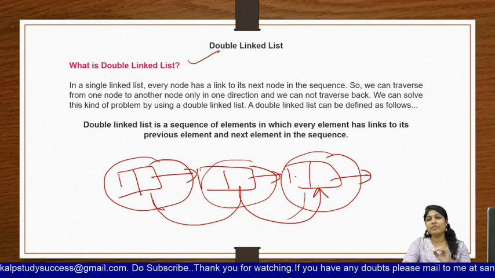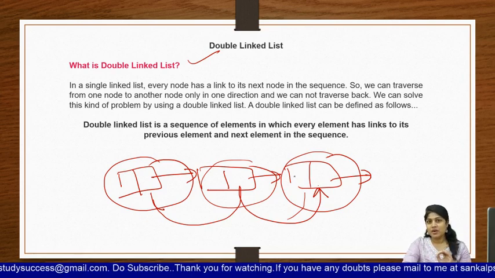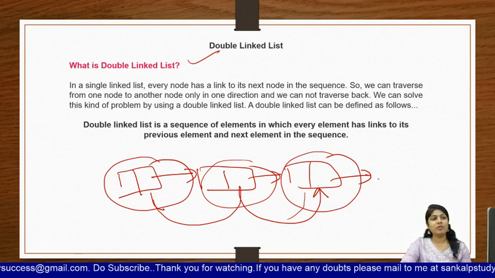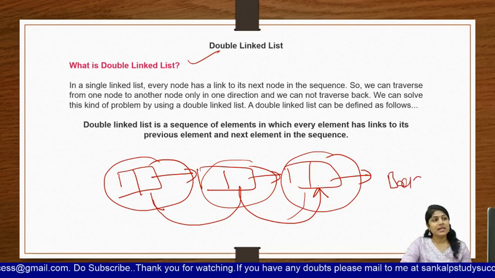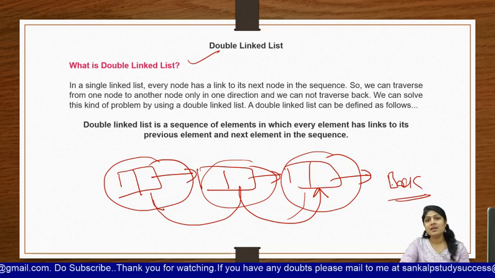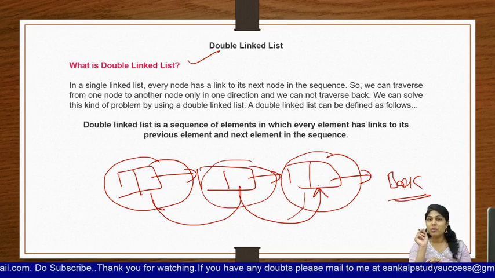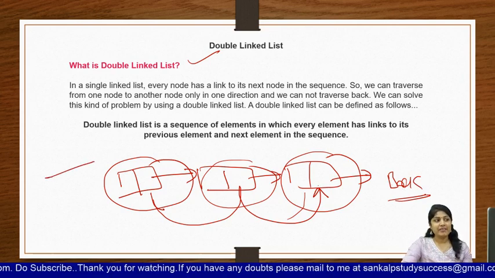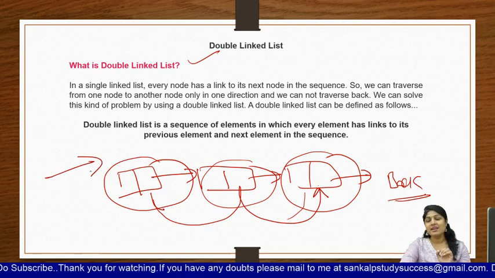So that is the problem with the single linked list. Hope you understand, right? So this is the problem: backtracking. There is no back traverse in the single linked list. We have only one direction arrow mark in the single linked list.